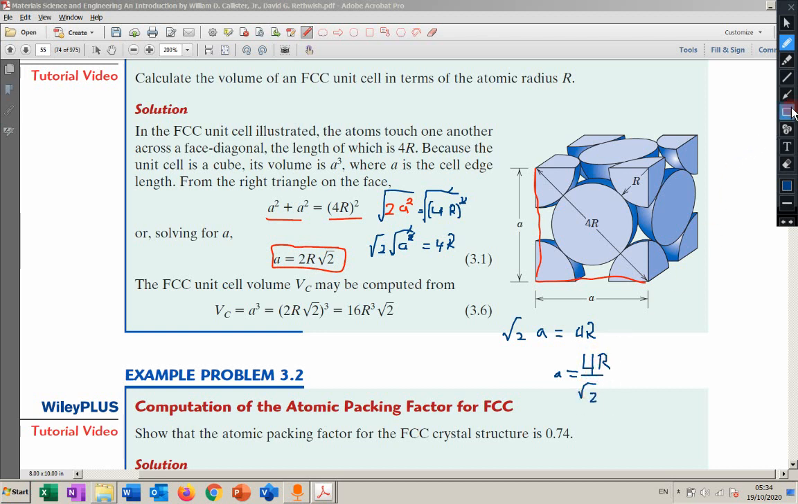This is also possible. Some books represent it in this way. a is equal to 4r over root 2. Isn't it the same? By the way, it's going to be the same thing. 4 over root 2 will give you exactly 2 times root 2, the same answer. I mean, mathematically speaking, let me just write it for you: 2 root 2 is equal to 4 over root 2.